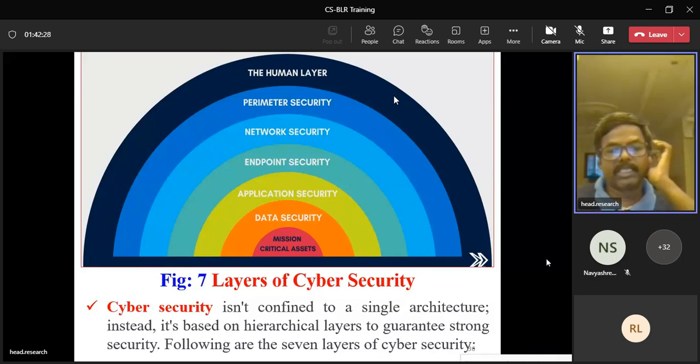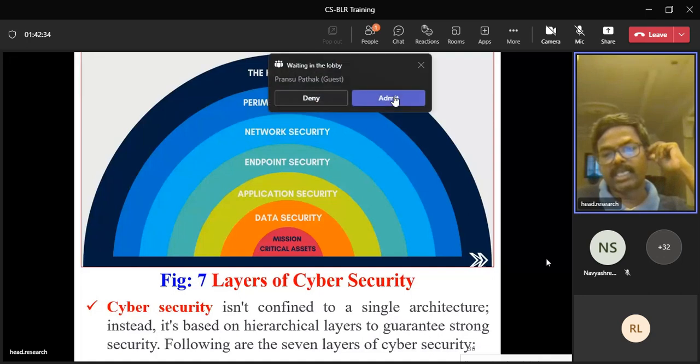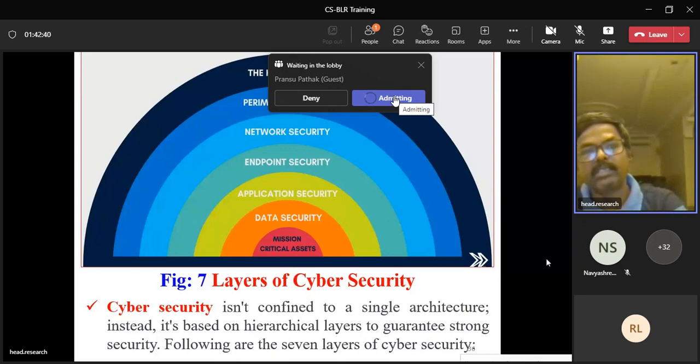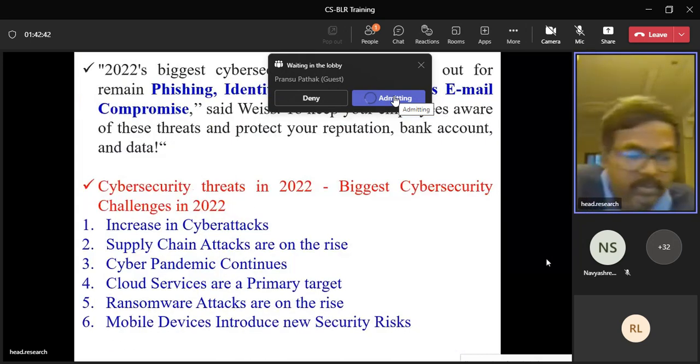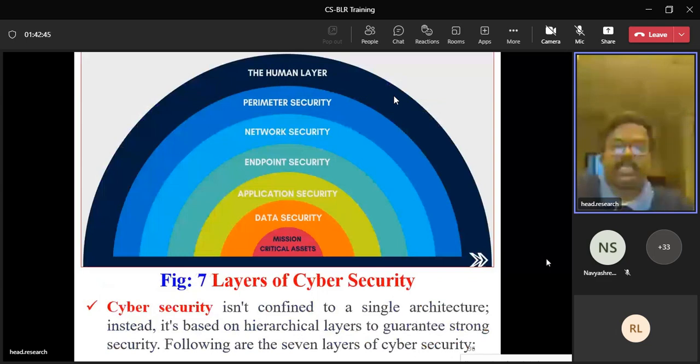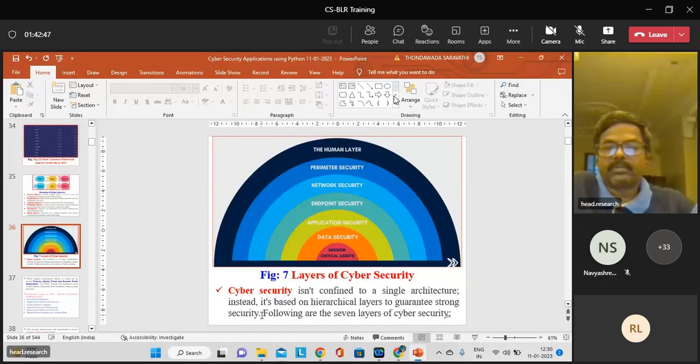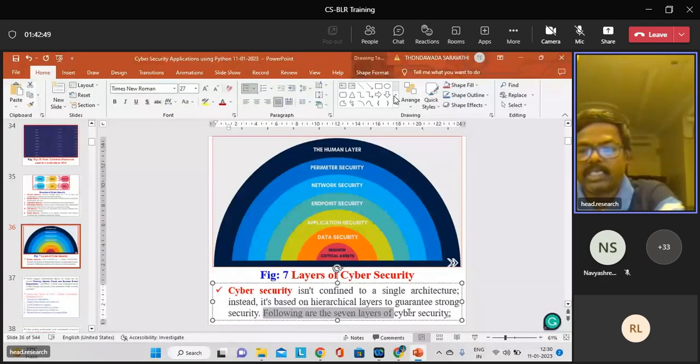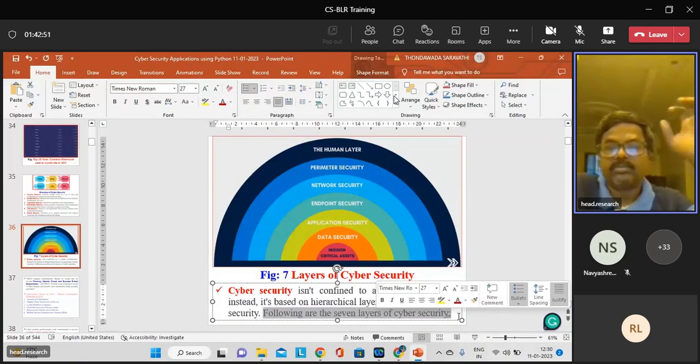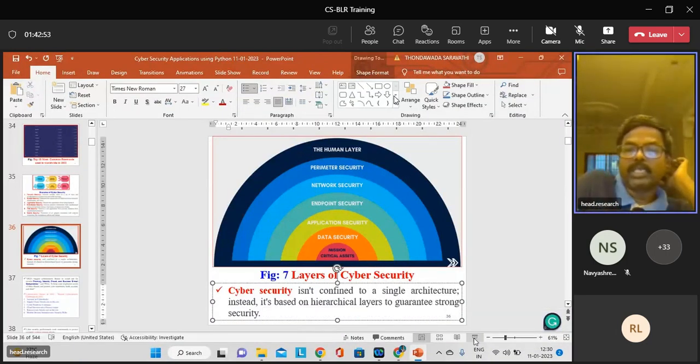So cyber security is not confined to a single architecture. Instead, it's based on hierarchical layers to guarantee strong security. Following are the 7 layers of cyber security. So you can see this 7 layers explanation I'll give you.